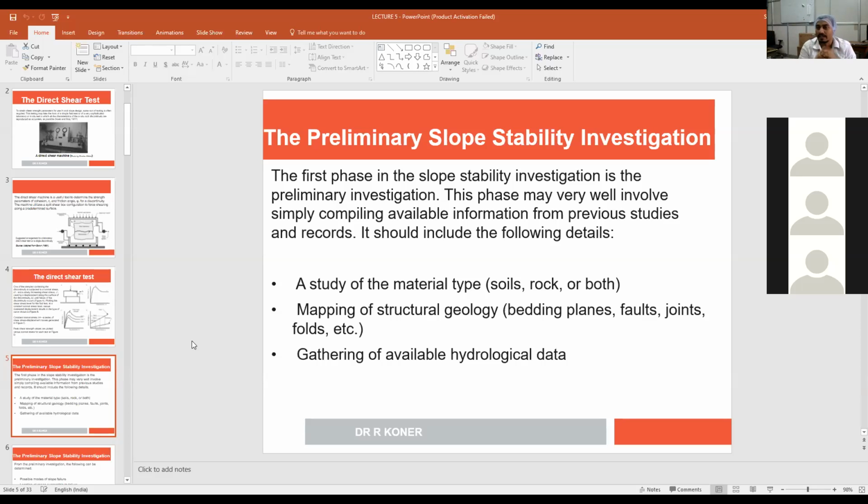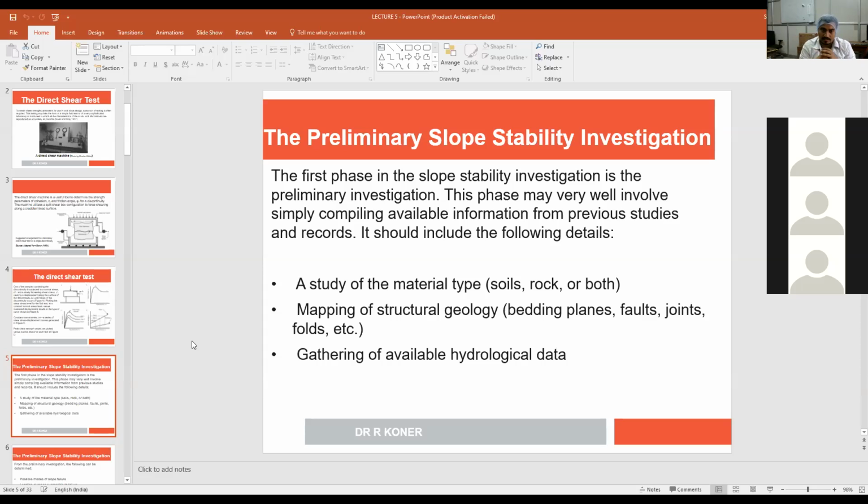We have to map that. How to map that? That we will discuss in detail in the stereographic projection system. Using a geological compass and engineering judgment, we can measure those parameters, particularly the orientations, persistence, spacing, and the influence. That we will discuss in the later part.